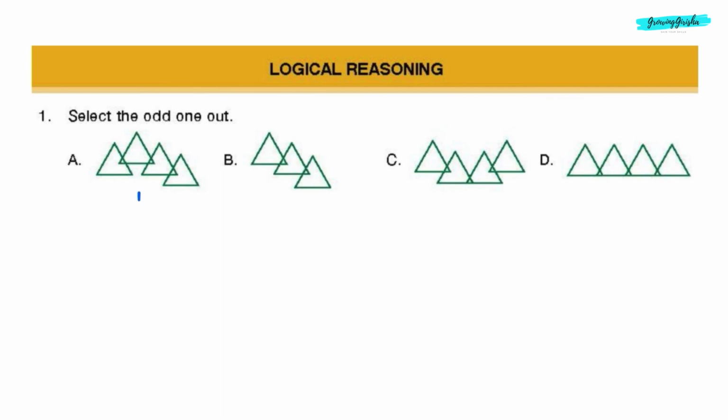Option A has 4 triangles. Option B has 3 triangles. Option C has 4 triangles and option D has again 4 triangles. Except option B, the number of triangles in each option is 4. So option B will be the odd one out.